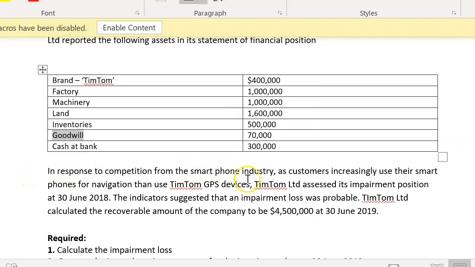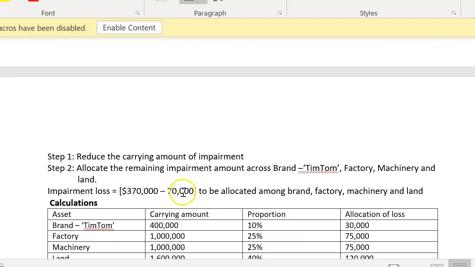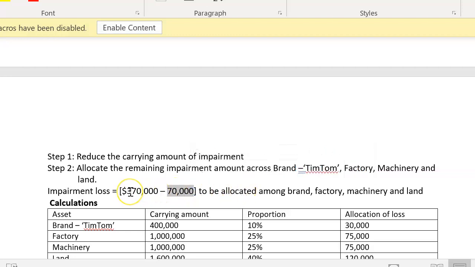Okay, whenever we work out impairment, you must always reduce the goodwill amount first. Yeah, you must reduce goodwill first, which means you need to take out goodwill from this 370,000, and you're left with $300,000 of impairment loss to be allocated among brand, factory, machinery, and land.